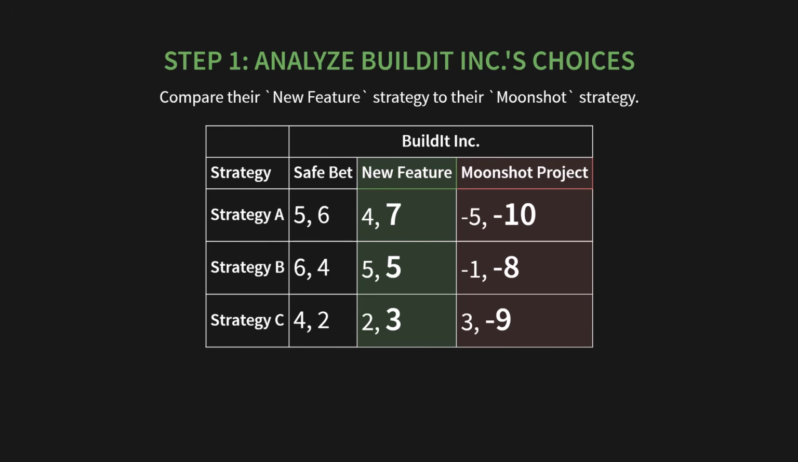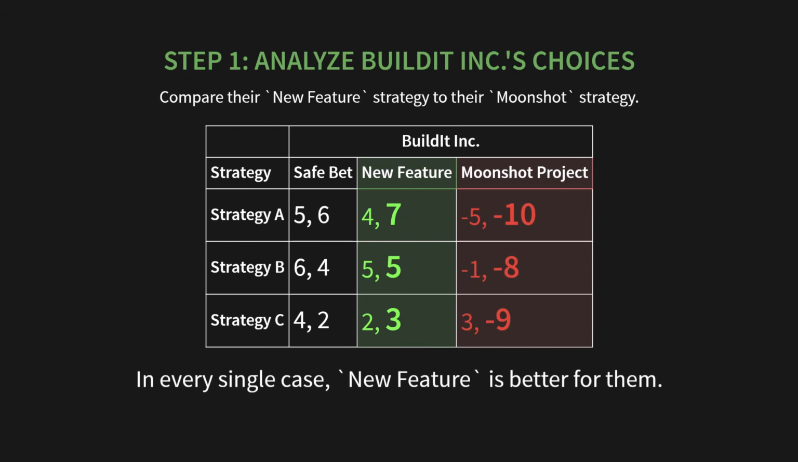If you play strategy A, they get a payoff of 7 from new feature, but a miserable -10 from moonshot. They'd obviously choose new feature. If you play strategy B, they get 5 from new feature versus -8 from moonshot. Again, new feature is way better for them. And if you play strategy C, they get 3 versus -9. It's no contest. In every single case, new feature is better for them.